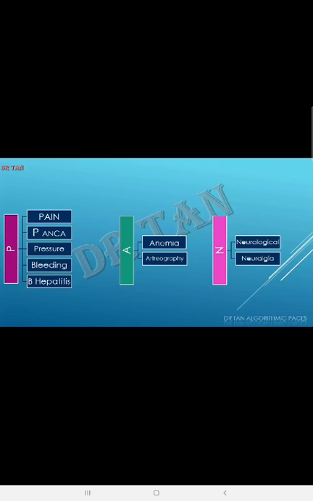And then the biopsy. And the treatment for PAN is steroid. Okay, and if there is no hepatitis B, they will give cyclophosphamide with the steroids.